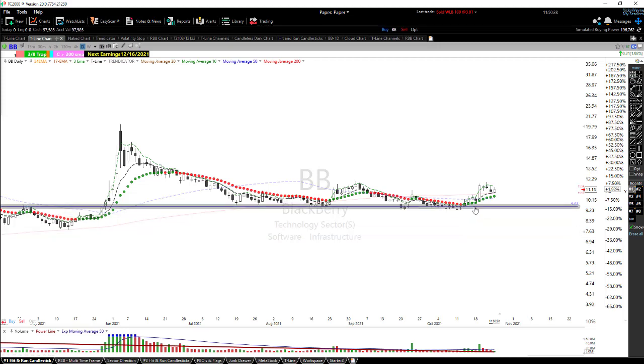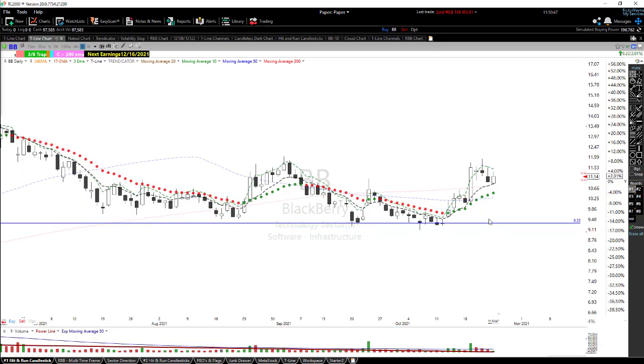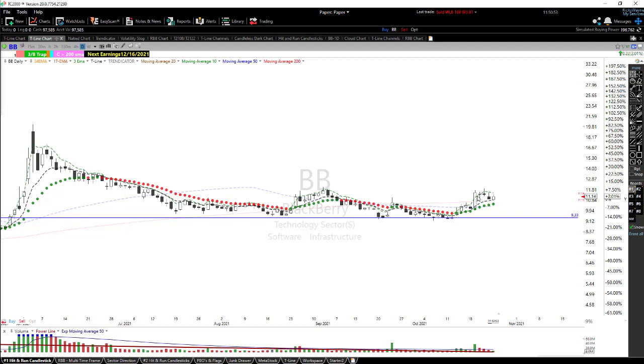We have a nice little bottom here. I like it that the Trendicator has turned green. I like it that we're over the 50 period moving average and the 200 period moving average. I like it because it's a 3/8 trap. We had this breakout and now we're pulling back in the 3/8 trap.